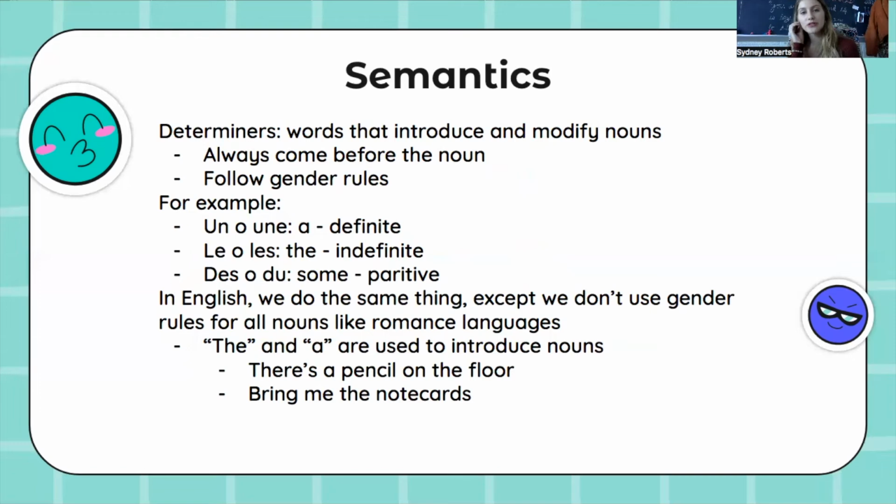Then we have determiners, so words that introduce and modify nouns. They always come before the noun and they follow gender rules, which we don't really have in English. So for example, un or une is a, le or les is the, and de or du would be some. So you can see we've got a definite, an indefinite, and then a partitive. In English, we do the same thing. We just, like I said, don't really use gender rules for all nouns like Romance languages do. So the and a are used to introduce pretty much every noun. There's a pencil on the floor, bring me the note cards.